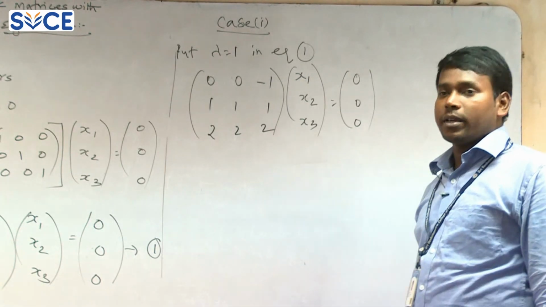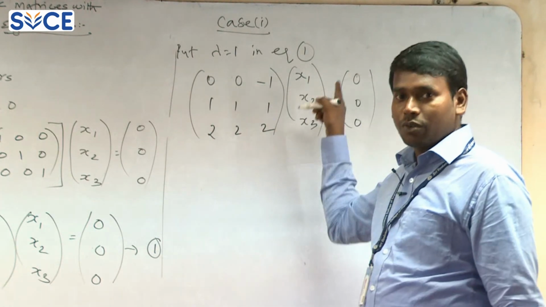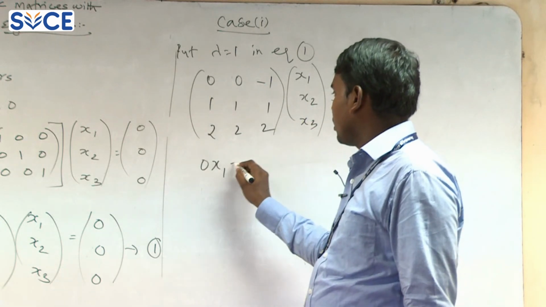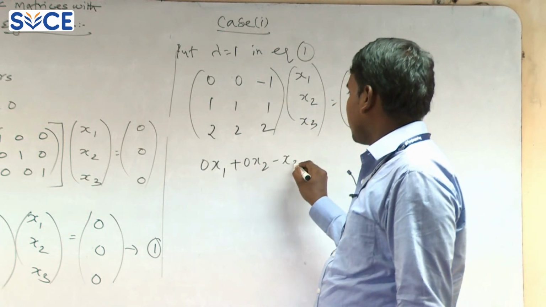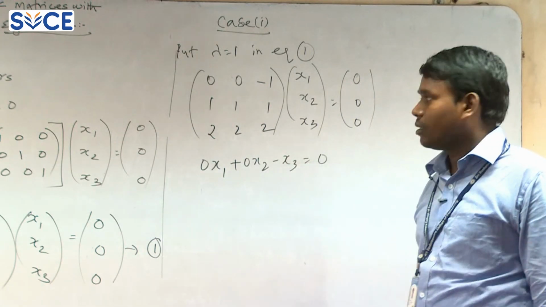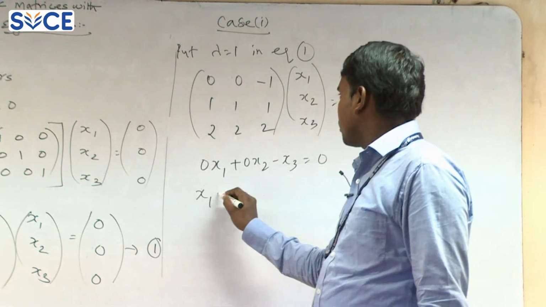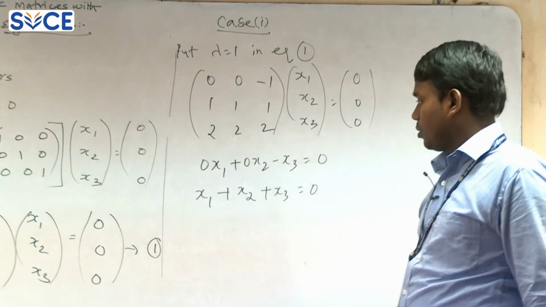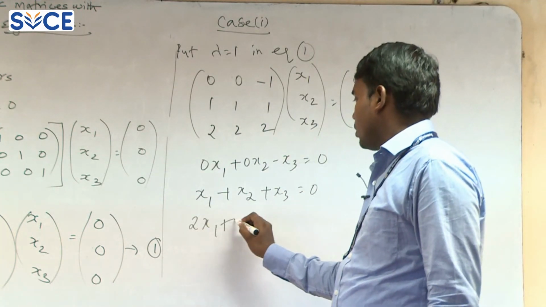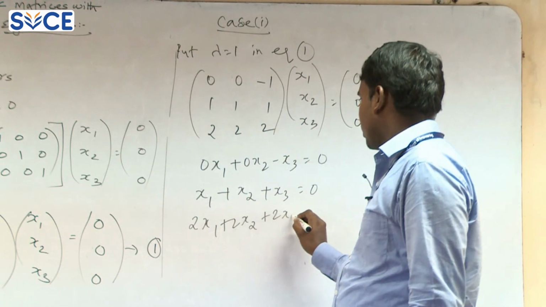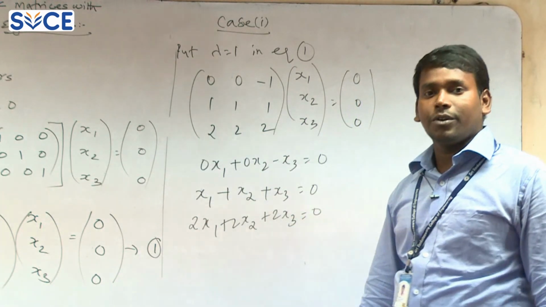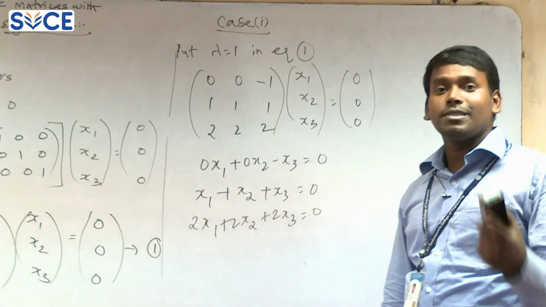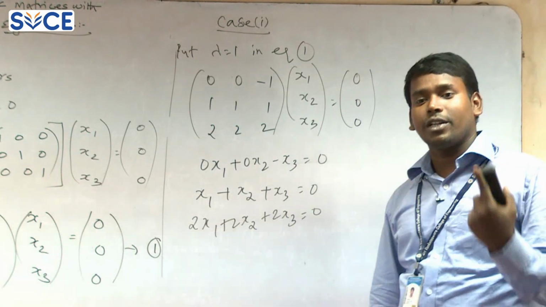Now matrix multiplication, first row, second row, third row. This gives 0x1 plus 0x2 minus x3 equal to 0. Next, x1 plus x2 plus x3 equal to 0. Last, 2x1 plus 2x2 plus 2x3 equal to 0. Out of these 3 equations, you have to take any 2 equations, but they should not be the same. You have to choose any 2 different equations.